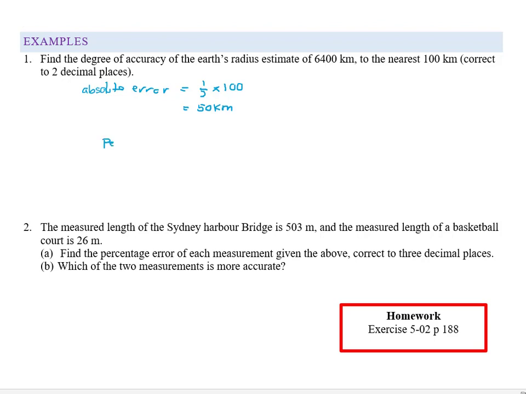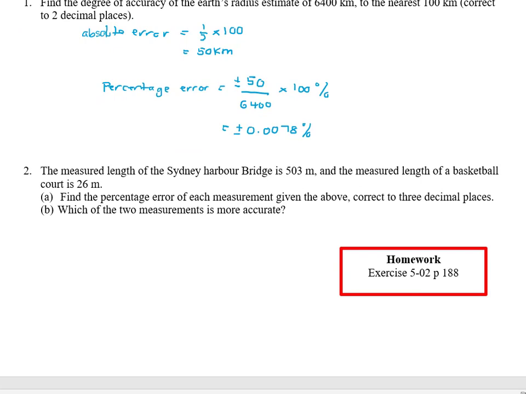So now I've got to work out the percentage error. To work out my percentage error, I put my absolute error, which is 50 in this case, and I divide it by the radius of the Earth, and I times it by 100%. Now the error is going to be above and below, so I'm going to put a plus or a minus there, and if I work this out on my calculator, I get 0.0078%. And that's how easy it is.